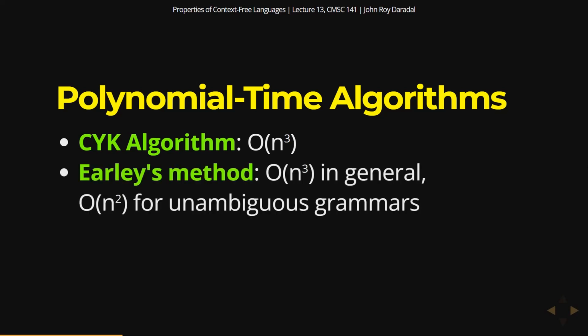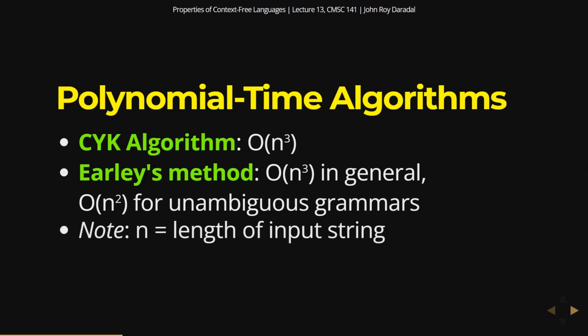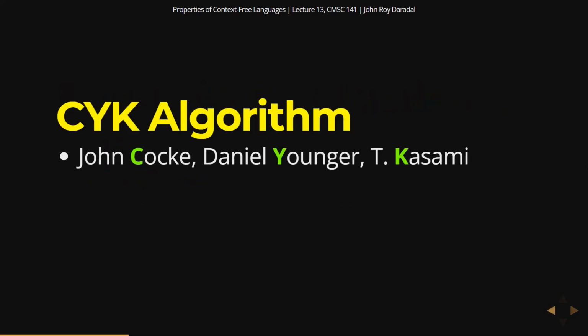And then we also have the Earley method, which is O of n cube in general. But if the grammar is unambiguous, it could even be faster. It could run in O of n squared. Okay, so again, take note that n here denotes the length of the input string. So the CYK algorithm, just to give you a quick background, was created by John Cocke, Daniel Younger, and T. Kasami. So that's why it's CYK.